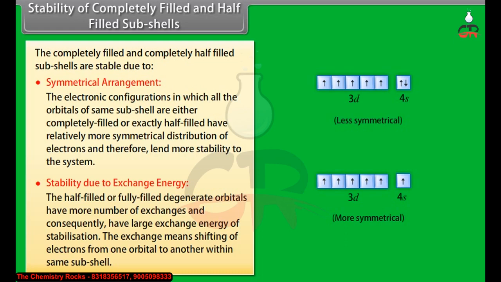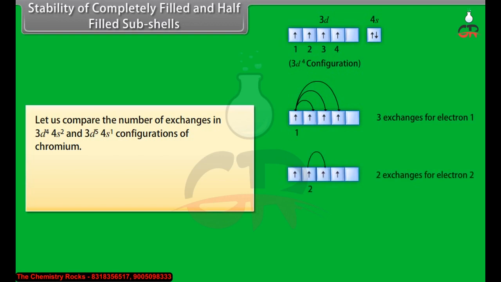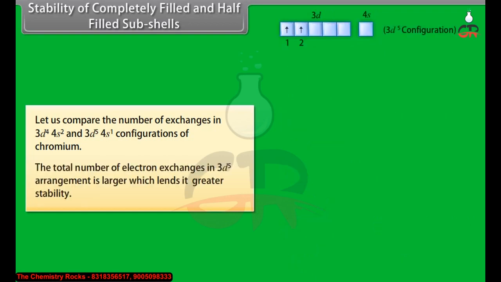Let us compare the number of exchanges in the 3d⁴ 4s² and 3d⁵ 4s¹ configurations of chromium. In the 3d⁴ arrangement, electron exchanges are 6, which implies that there are 6 possible arrangements with parallel spin in the 3d⁴ configuration. The total number of electron exchanges in the 3d⁵ arrangement is larger, which lends it greater stability.